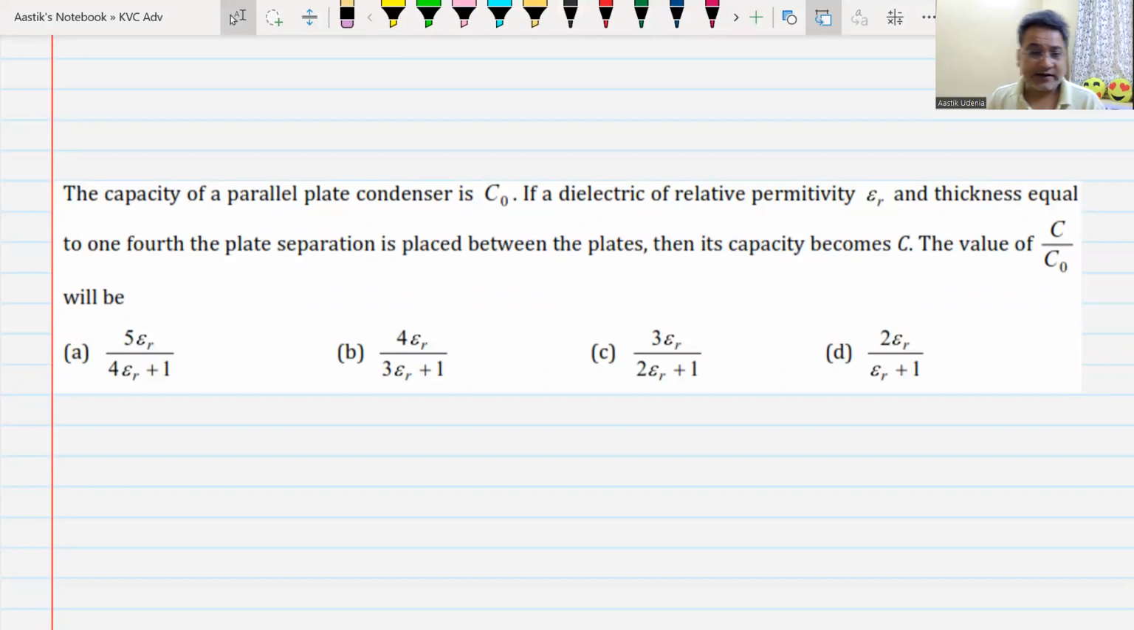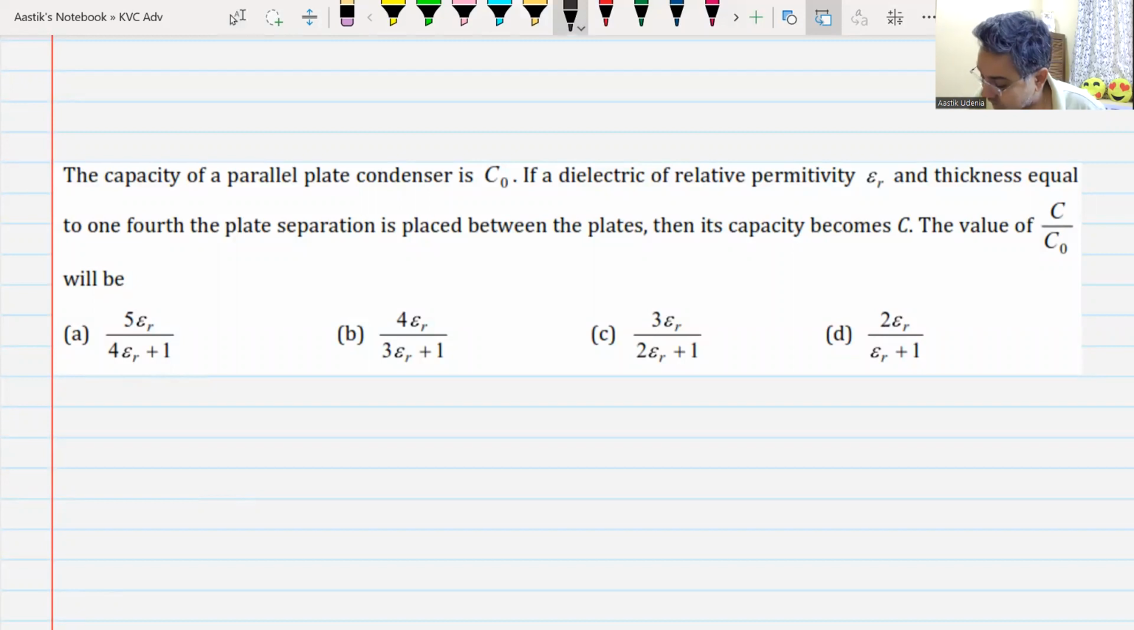The capacity of a parallel plate capacitor is C naught. If a dielectric of relative permittivity ER, you can call it as K if you want to, and thickness equal to 1/4 of the plate separation is placed between the plates, the capacitance becomes C. Find the ratio of C by C naught. Do it fast.